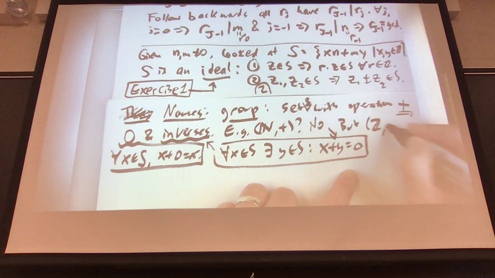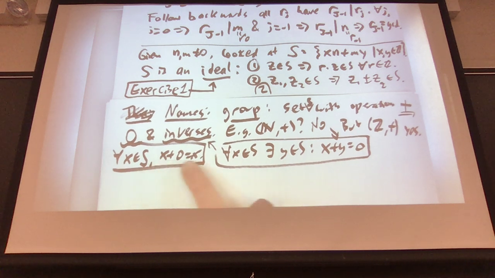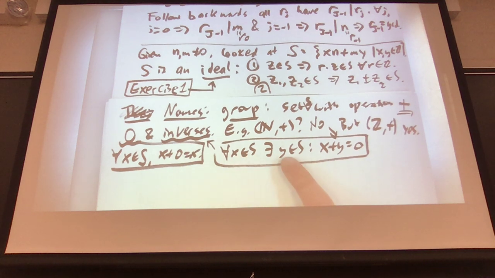But the integers with addition do form a group. So the integers are a group under addition because there is a 0: you add a 0 to any integer, you get that integer back. For any integer, there's the negative of that integer, so that when you add the two together, you get the identity element.